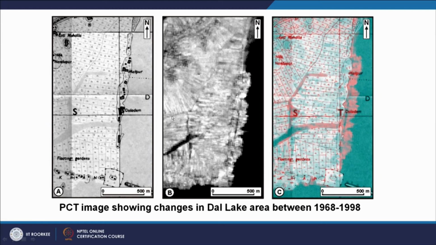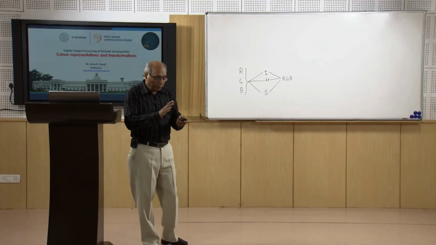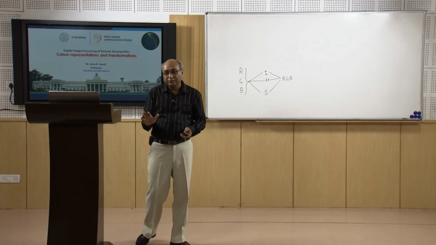In between, a lot of encroachment has occurred on the edges or perimeter of the lake. Even these waterways were choked by growth of vegetation, and that is very much reflected here. But the first requirement is registration. So the map should be registered first with the image.